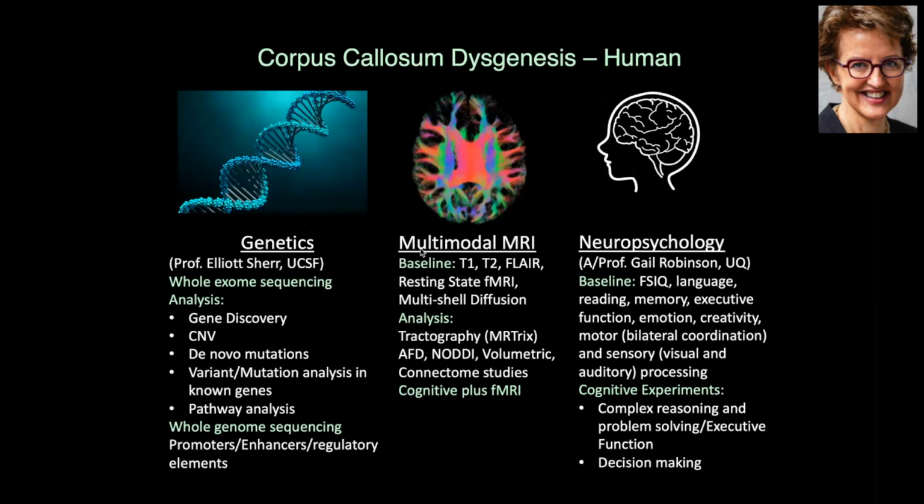We also do multimodal MRI, and we have some very nice data sets collected both on our 7T and 3T Prisma scanners at the University of Queensland. And we are also studying their neuropsychological phenotype with Professor Gail Robinson at UQ. And we're also looking at cognitive deficits and interesting issues to do with decision-making with Professor Peter Dayan at the Max Planck in Tübingen.